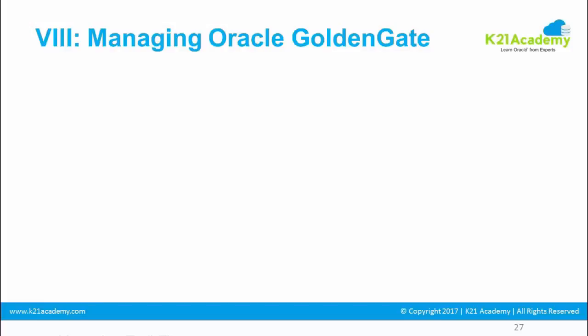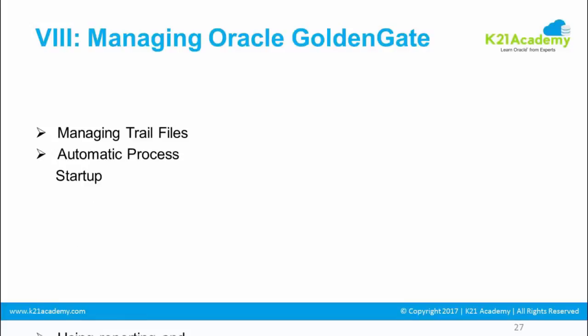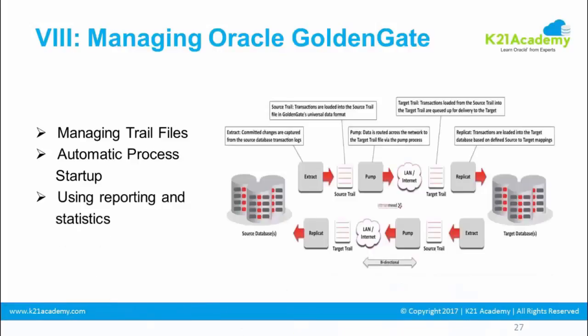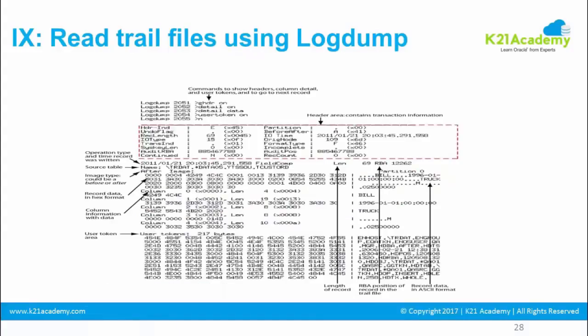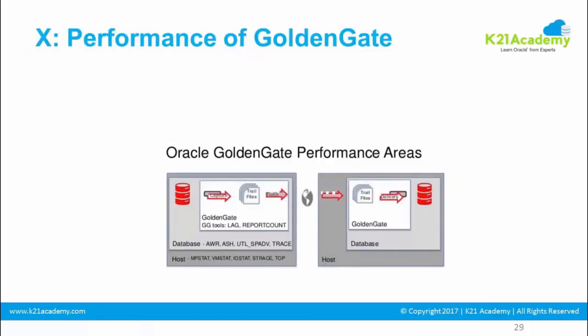Then the 8th checkpoint list contains how to manage Oracle GoldenGate in your environment. You should know how to manage trail files and how to perform automatic process startup using GoldenGate. Then how to use reporting and statistics in your GoldenGate environment. Another important topic is how to read trail files using GoldenGate. There is a Logdump utility to help you out.